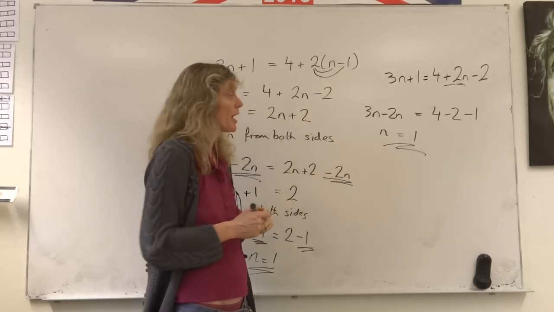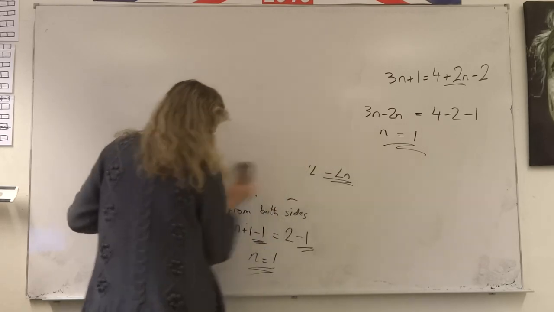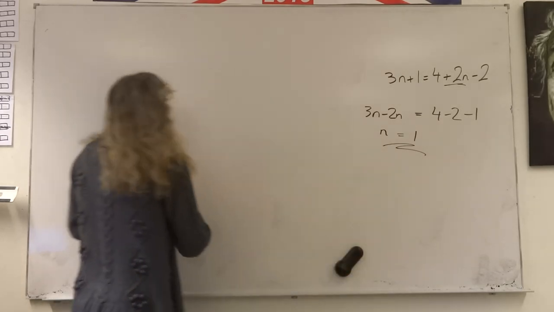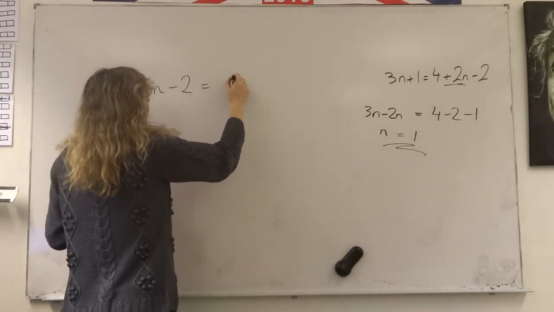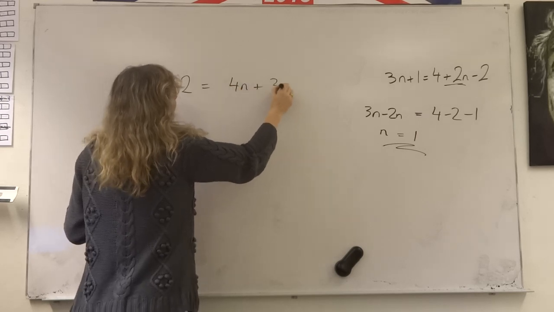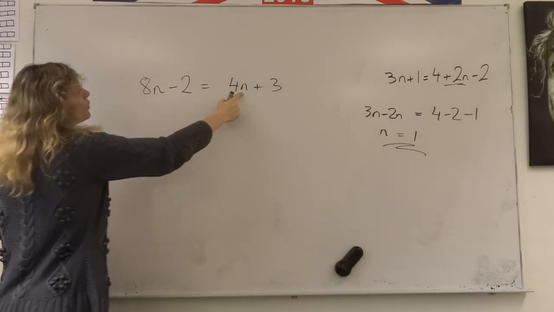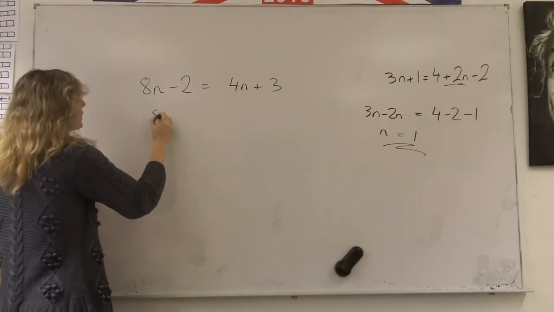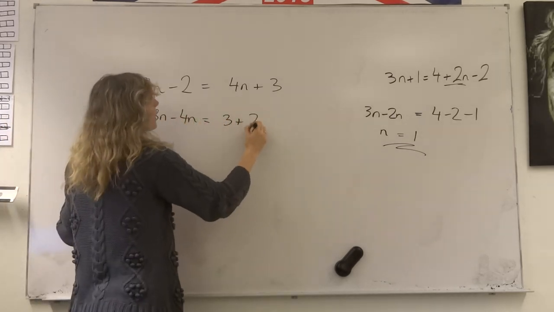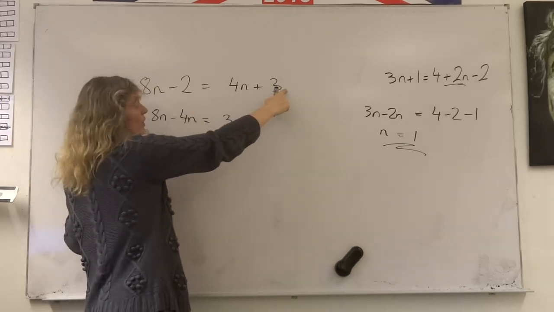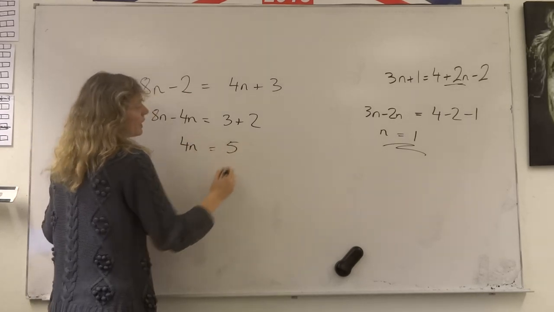But if it was multiplied by n, if we had instead this, 8n minus 2 equals 4n plus 3, what would we do then? Well, we'd use this technique just the same as we had here. Move the 4n to the other side, which would make it minus. We'd get 8n minus 4n equals 3 plus 2. When the minus 2 goes to the other side, we would turn it into a plus 2. 8n minus 4n is 4n. So we know that 4 lots of n equals 5.